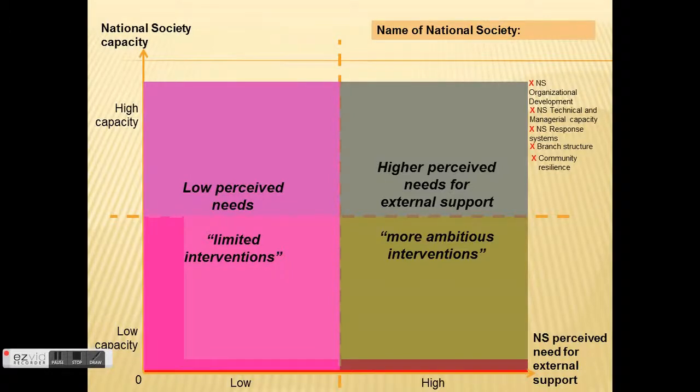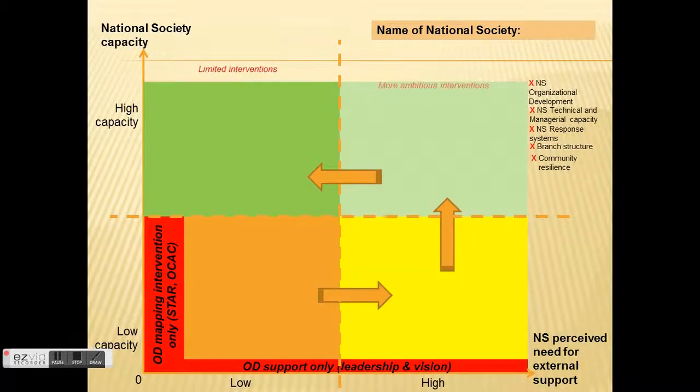So once we have this better grasp of our partners' capacity and perceived need for support, we can determine the best intervention at each phase of our relationship with our partner. In our hands-on approach with partners who perceive very little need for external support, we want to limit the risks that this represents for us, for the American Red Cross. They have a limited capacity, and we want to help them clarify their needs.